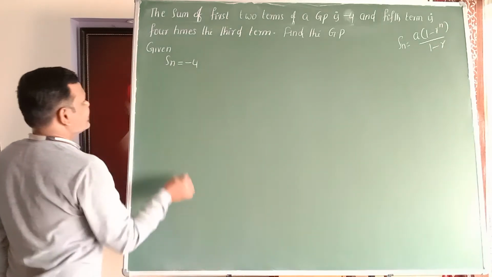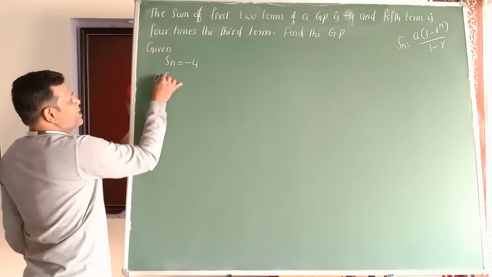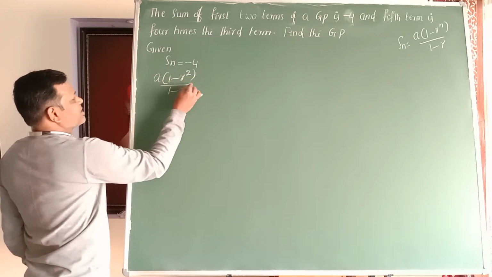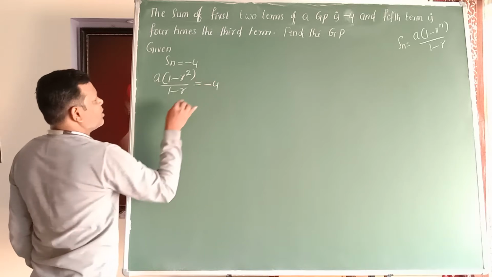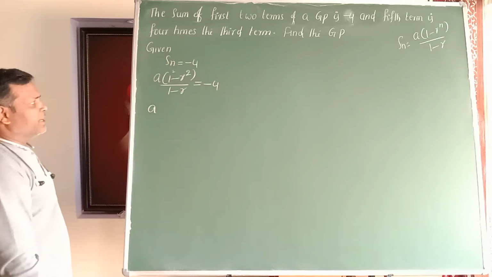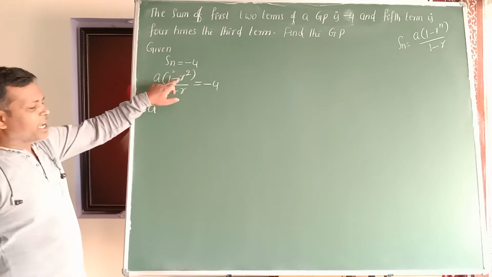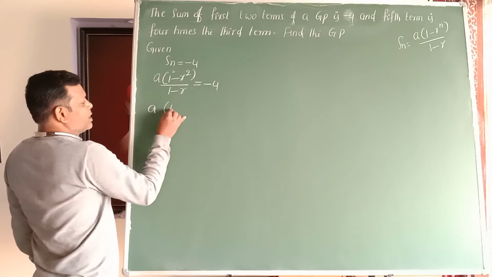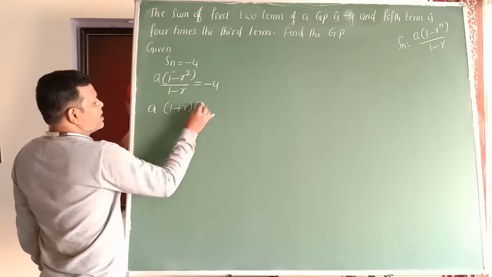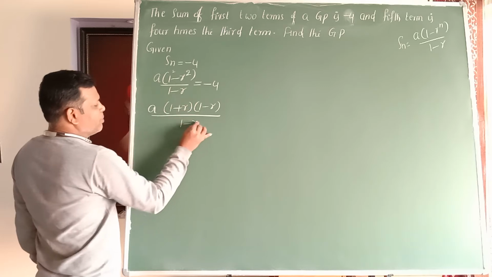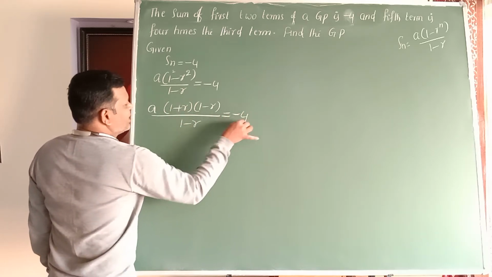Now substitute: Sn is equal to a into 1 minus r square, divided by 1 minus r, which is equal to -4. Look here, 1 can be written as 1 square. Got my point? So now it becomes a square minus b square, which is a plus b into a minus b. That means a into 1 plus r into 1 minus r, whole divided by 1 minus r, is equal to -4.